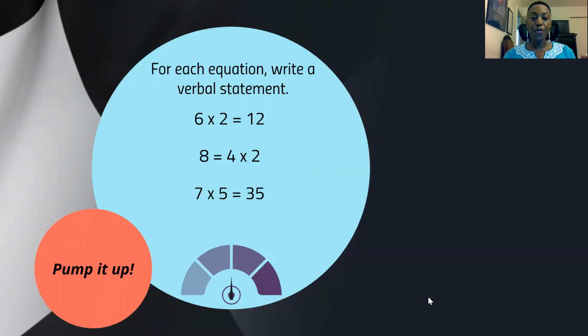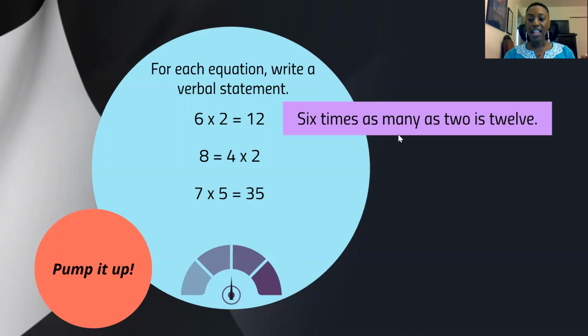Great, let's now review. So this first one says 6 times 2 equals 12. Let's see how to write that with multiplicative comparison language. We can write that verbal statement as 6 times as many as 2 is 12. Give yourself a check if you have it, and if not, it's okay. You're still learning. You can edit it.